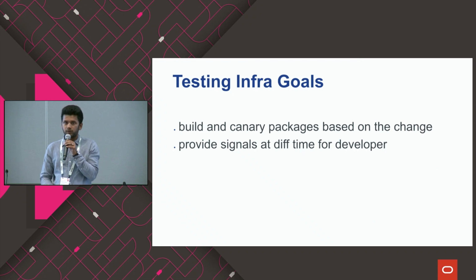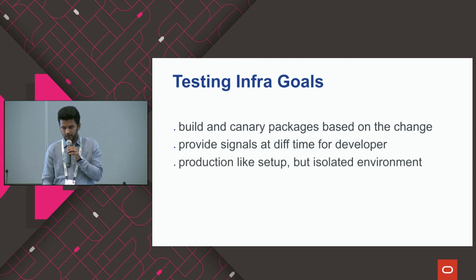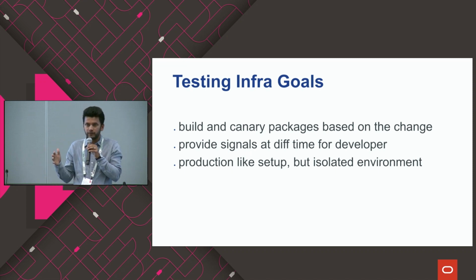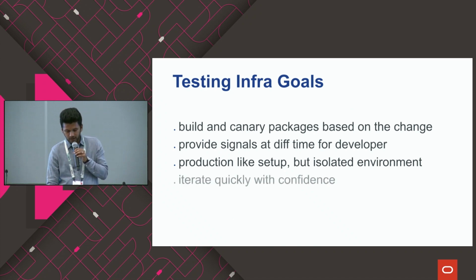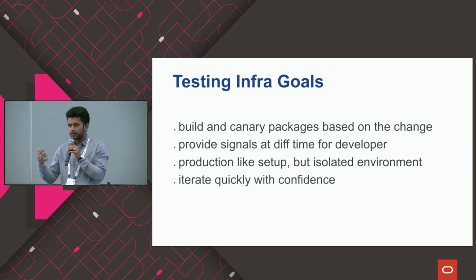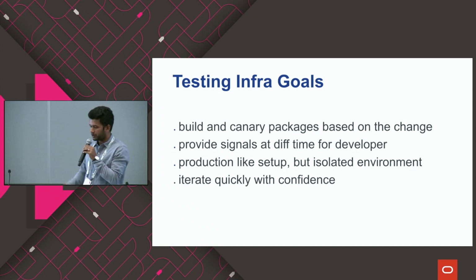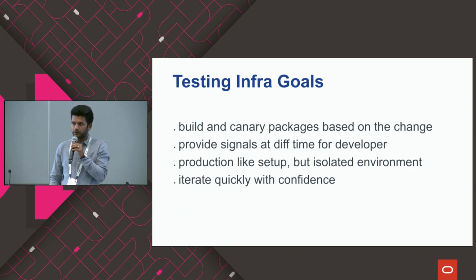You should be able to get proper signals before you land your change, or before you commit or ship your change. You should have a production-like setup, but in a very isolated environment where you can be comfortable to break things, see why something breaks, and fix your change. And you want to be able to iterate quickly on your change with confidence. So these were the main fundamental goals which we had in mind when we developed our test infrastructure.